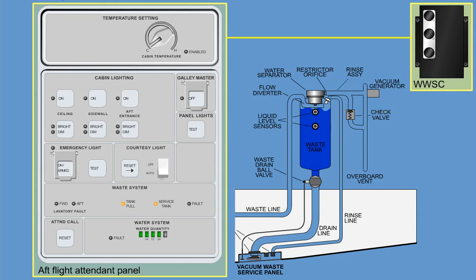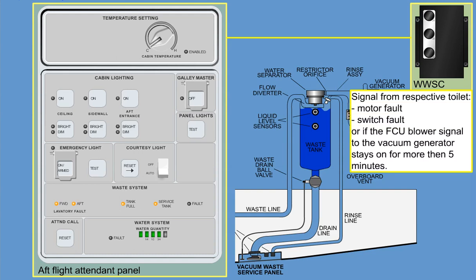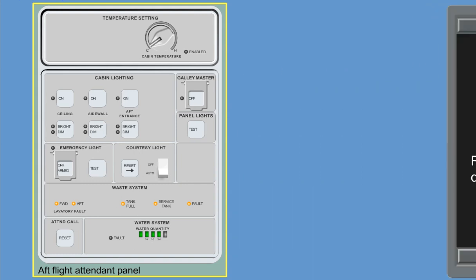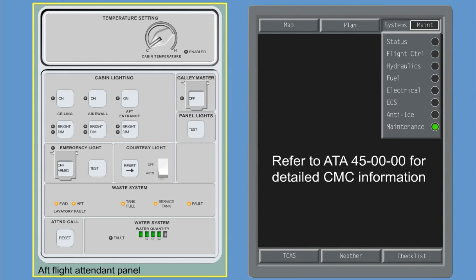Forward or aft lavatory fault indications are provided on the FAP by the WWSC when a signal from the respective toilet indicates a motor fault or switch fault, or if the FCU blower signal to the vacuum generator stays on for more than 5 minutes. The waste fault light will come on if the vacuum generator is in an overheat condition, the 75% and 100% level sensors have failed, or if the WWSC is faulty. If both level sensors have failed, the system will be deactivated and considered full. Further fault information can always be found on the CMC.